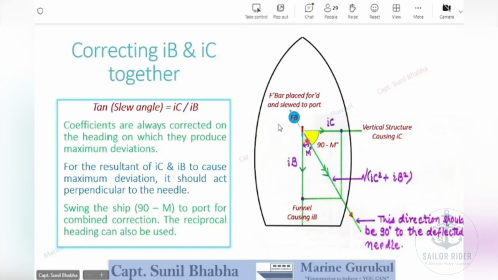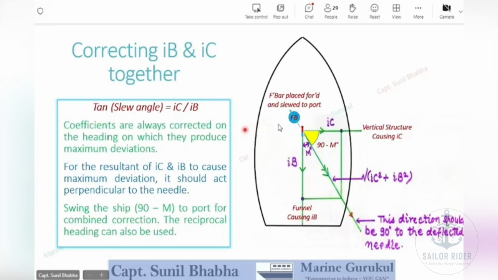You can see the laser pointer. This is the angle by which the vessel has to be swung to the port side so that the resultant is acting in the easterly direction, which is perpendicular to the compass needle aligned in the north and south direction, generating maximum deviation. So swing the ship 90 minus M degrees to port for the combined correction.